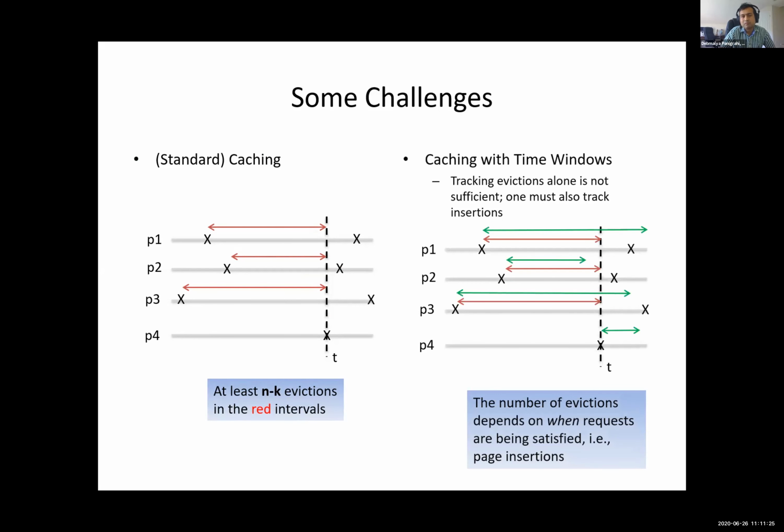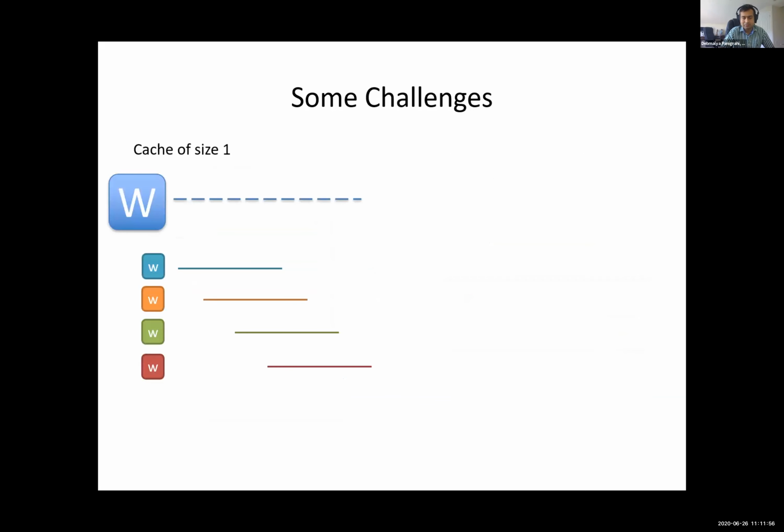Unfortunately, this is not true for caching with time windows. So here, along with these red intervals, we also have green intervals, which are the request intervals within which we have to serve a request. And whether a constraint of the form that I wrote for standard caching is true or not depends on when I decide to serve a page, in other words, when I decide to insert a page into the cache. So we have to explicitly track insertions, and that turns out to be really difficult. So that's one of the main challenges we deal with.